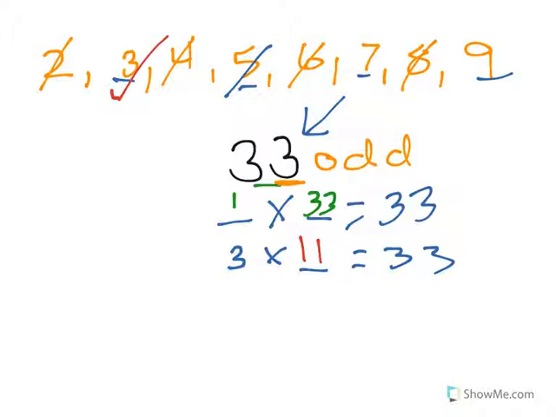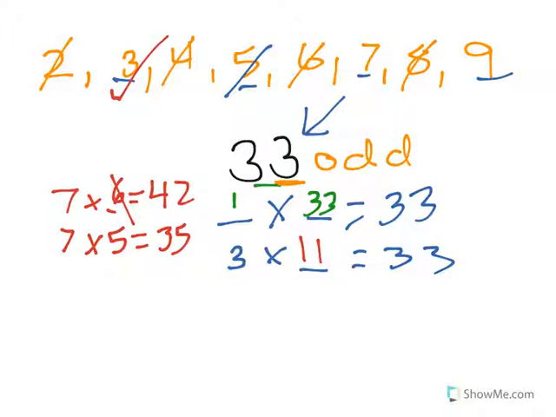So I need to ask myself, 7 times something gives me 33. But I know that 7 times 6 is 42, which is too high, so that won't work. What about 7 times 5? That's 35, so that won't work. And I know that 7 times 4 won't work, so I'm going to cross out the 7.